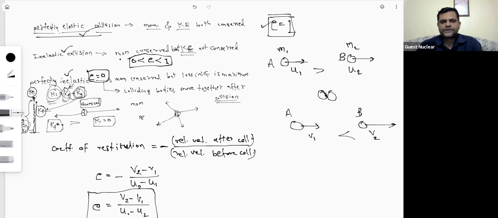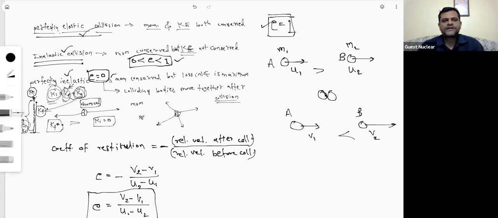So if the value of the coefficient of restitution comes out to be 0 or between 0 and 1, just like 0.5 or 0.3 or 0.8, if it is 0.8, then we can understand that this collision is more like elastic. Okay, if it is 0.9 or 0.99, you can say that it is 99% elastic. But if suppose it is 0.5, then we can say that the collision is just 50% elastic. That means it is an inelastic collision.